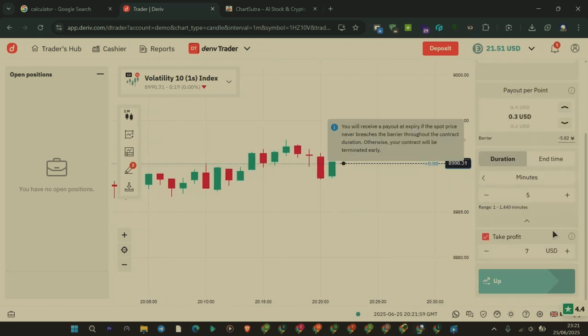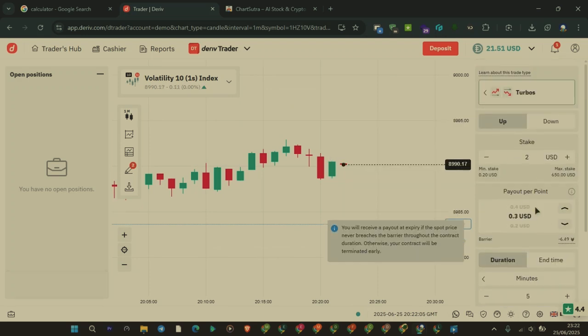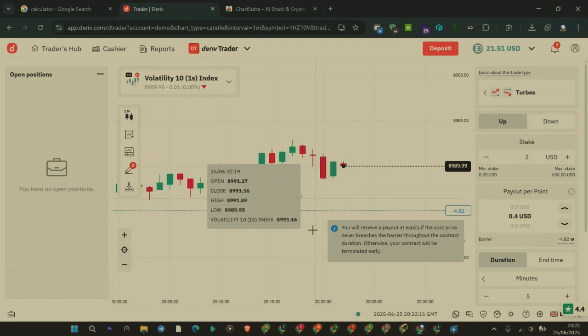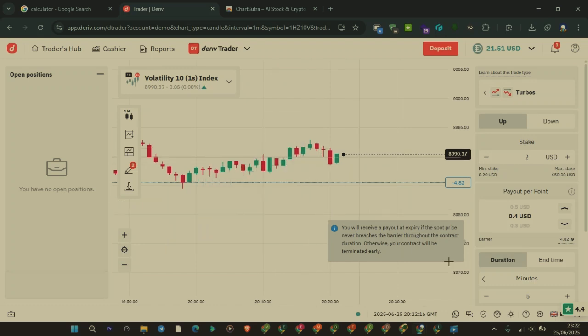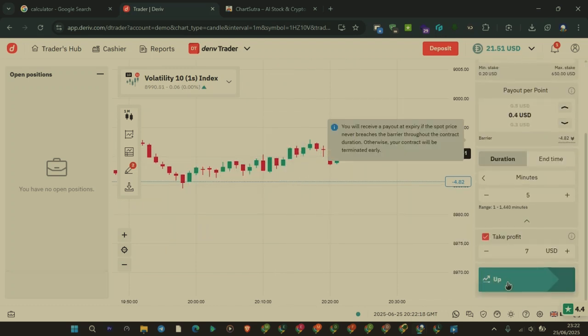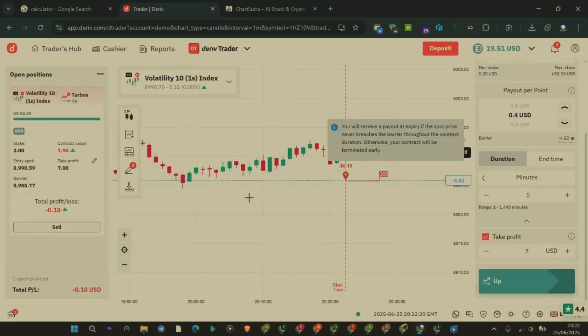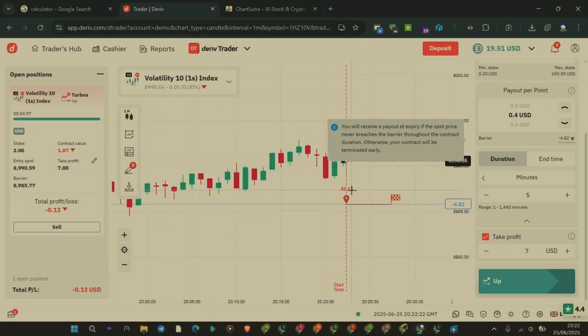Let me check another one. When I say up, I can win. Then we have pair per point, up or down. So here, let me analyze this really fast. Let's go up, and then we watch what will happen.